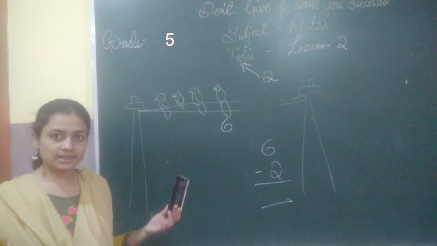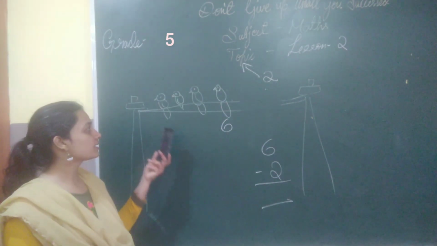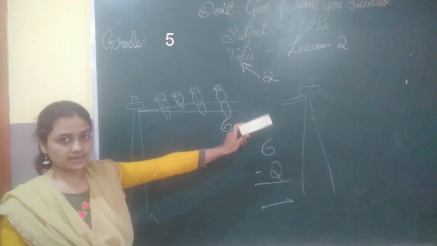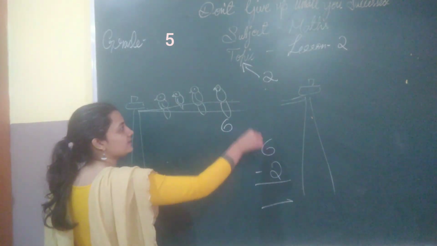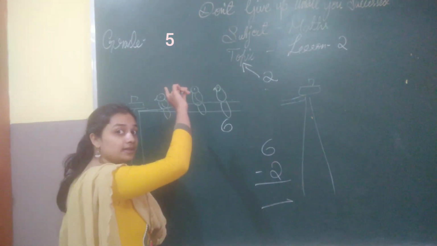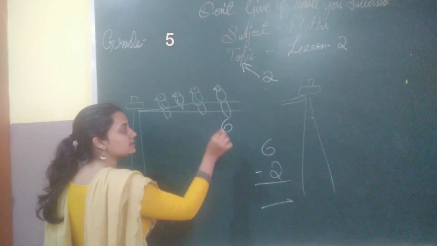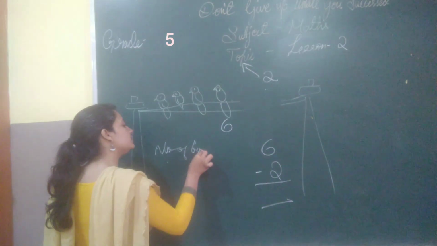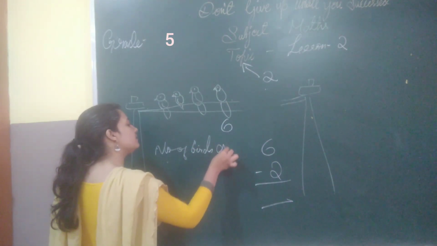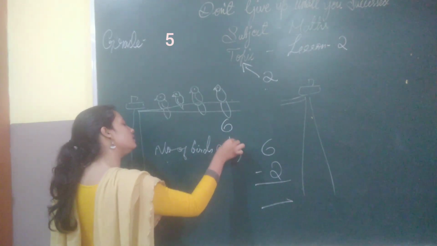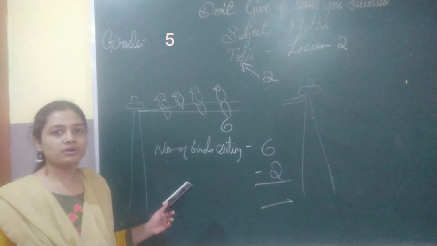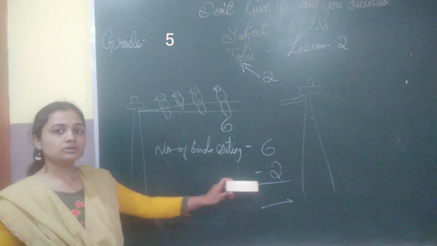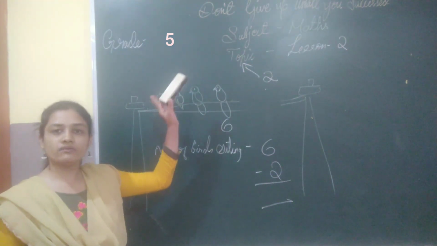Now can you guess the statement of it? The number of birds sitting. What is the 6 representing? Number of birds sitting in the beginning. So you write number of birds sitting on the pole. Number of birds sitting. Okay, let us write forward. Next, what is this 2 telling? The 2 is telling how many birds flew away.